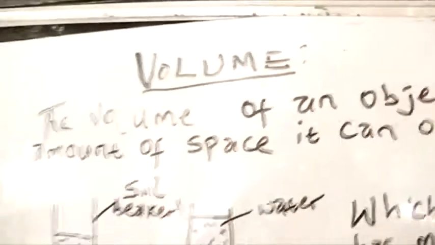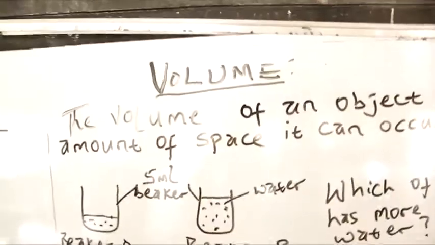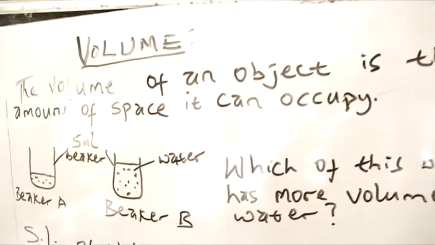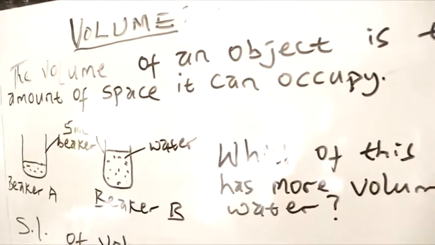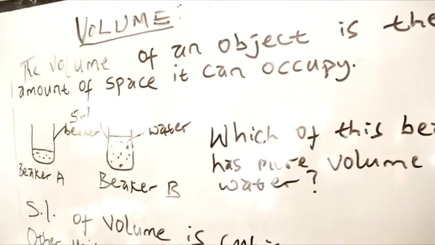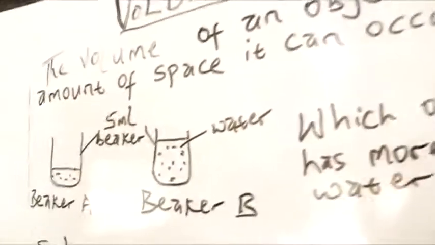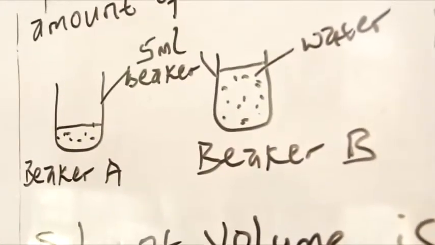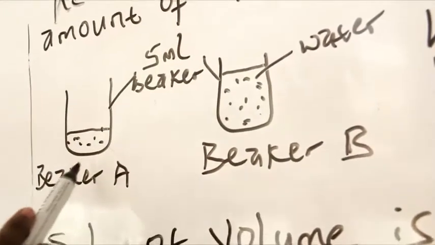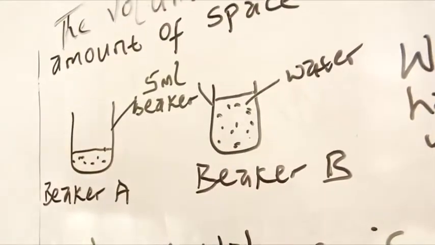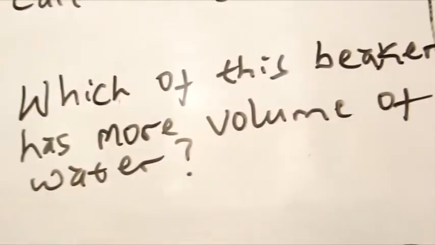Volume. The volume of an object is the amount of space the object can occupy. An object is said to have more volume when it consumes more space. So take this diagram for example. We have two beakers, A and B, both are 5 mL beakers. So we put this quantity of water in beaker A and this quantity of water in beaker B. So which of these beakers do you think has more volume?